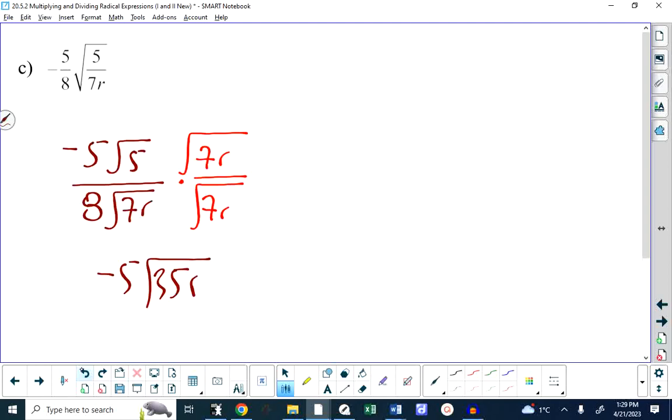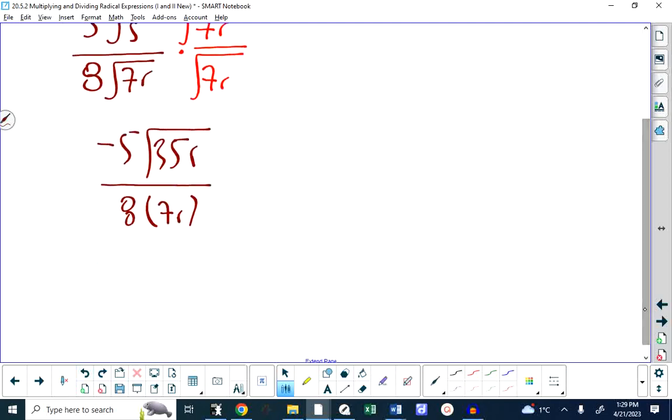And on the bottom, I have 8 times 7r, because the square root of a thing times the square root of the same thing gives you that thing without the square root. Root 11 times root 11 is 11. What do I get here? I get negative 5 root 35r over 56r.